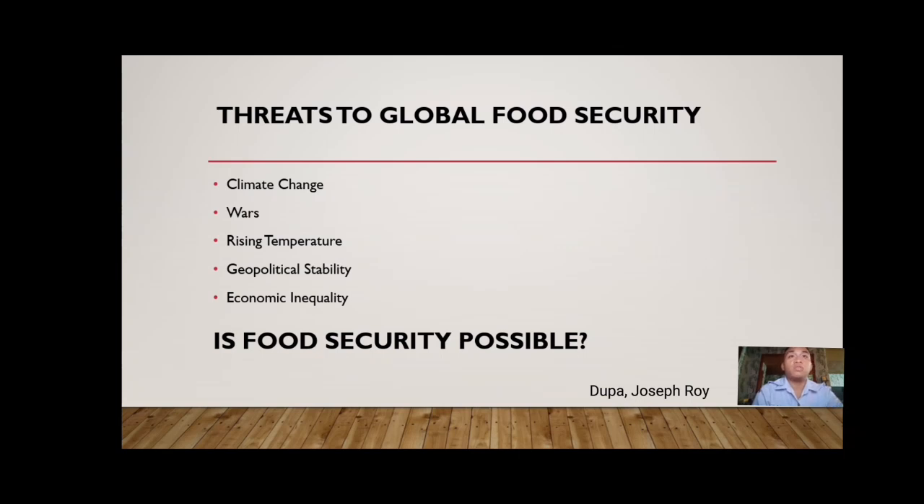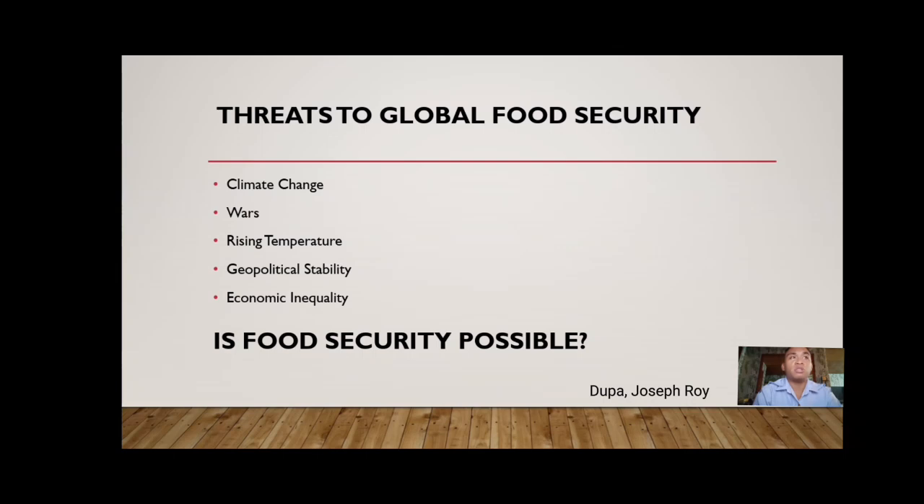So, global food security is increasingly threatened by several interconnected factors. One of the most significant is climate change, which leads to extreme weather events and shifts in growing seasons, all of which negatively impact crop yields. Rising temperatures and changing rainfall patterns also exacerbate water scarcity, crucial for food production.